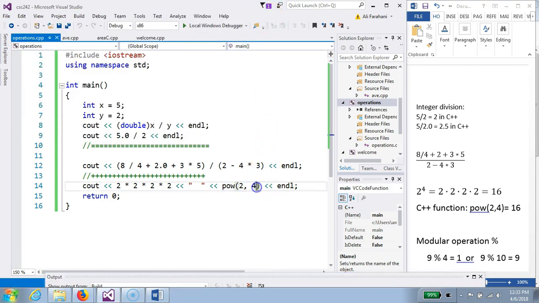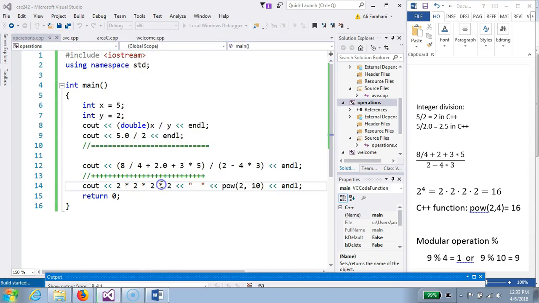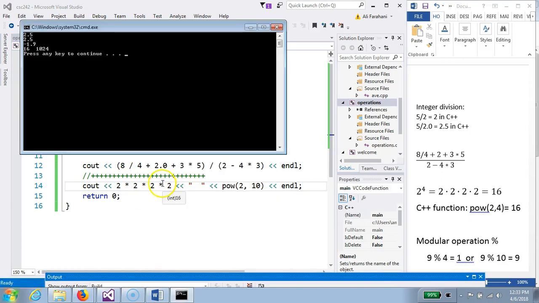What if you want to raise 2 to the power of 10? You're not going to multiply 2 by itself 10 times in the expression. Again, the power function is much more convenient to use basically. 2 to the 10 is 1024.